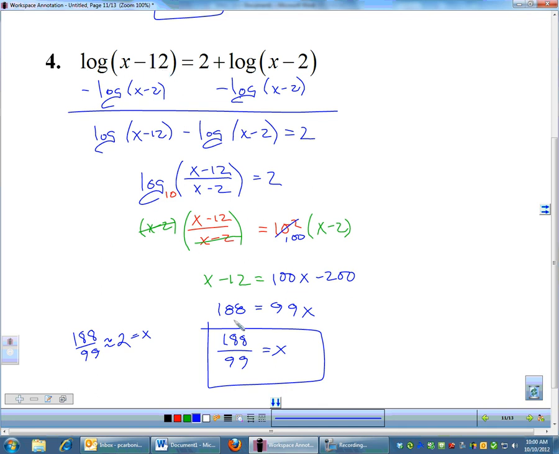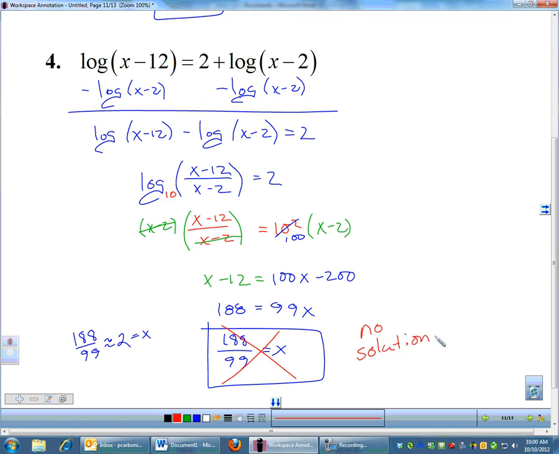So even though our work was correct for number 4 here, 188 over 99, when I plug that in for x, I end up taking the log of a negative number, which is impossible. Same thing here. 188 over 99 minus 2, that's going to be pushing it. I think that's also going to be negative, but this one's definitely negative. So if you plug your solution back in and you get a negative number, you have to throw it out, and this problem actually is no solution.